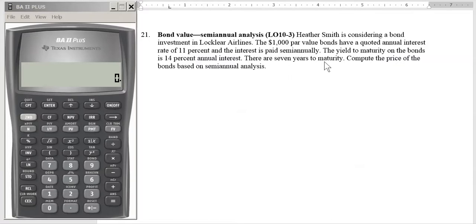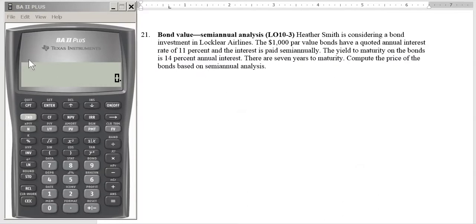And there are 7 years to maturity. In other words, in 7 more years, the bond has to be paid back in full. At that time, the $1,000 face value will be paid by the company back to the creditors who loaned the company that money. Compute the price of the bonds.